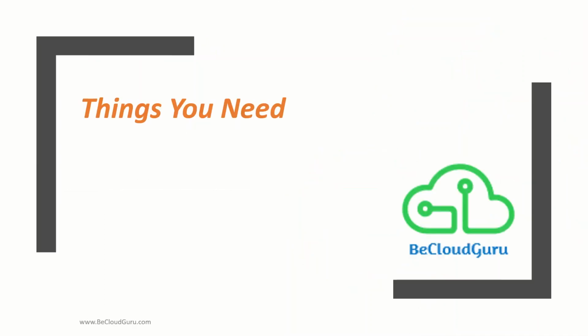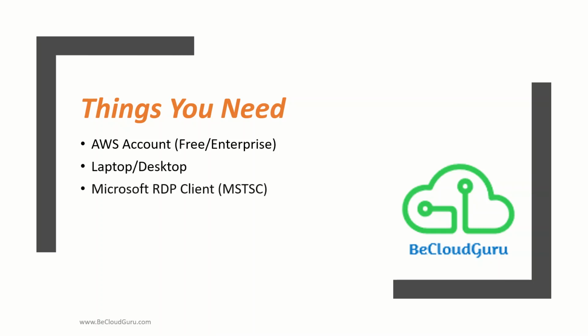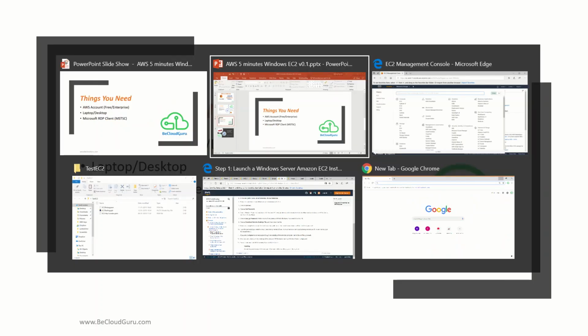So, the things you need before you log in: you will require an AWS account, obviously a laptop or desktop with a browser, and a Microsoft RDP client to log in. So let's log into the AWS console and see how we can launch a Windows-based EC2 instance.